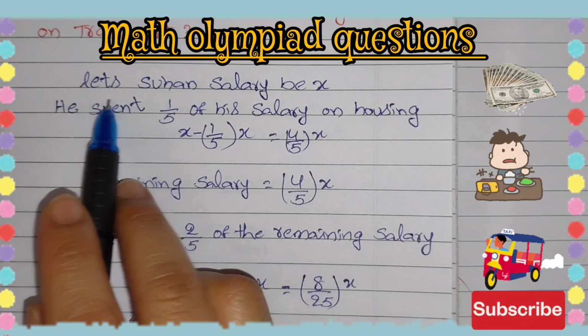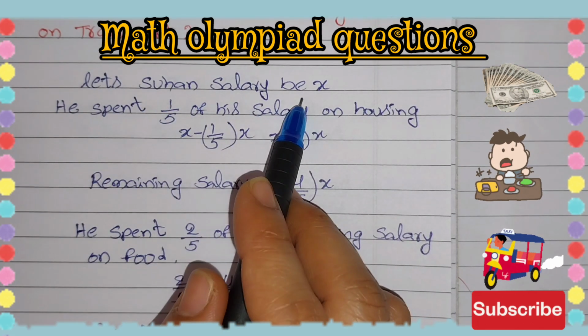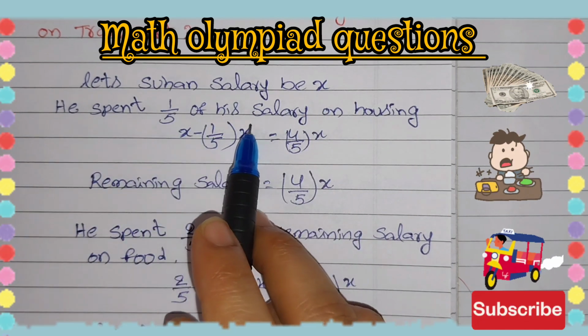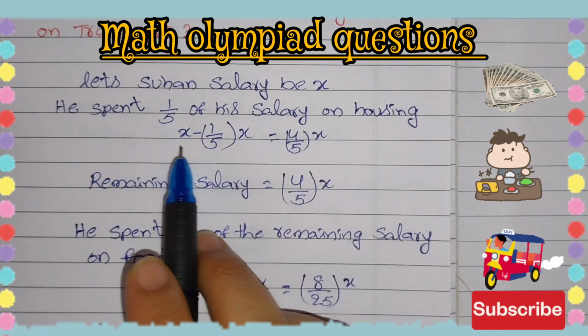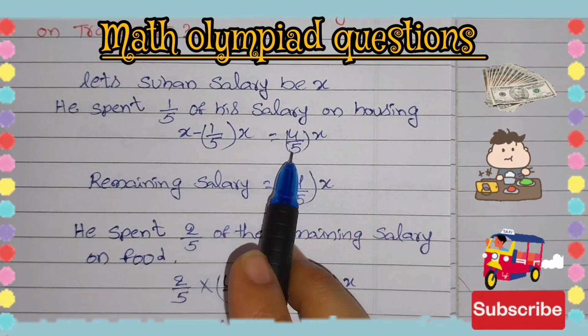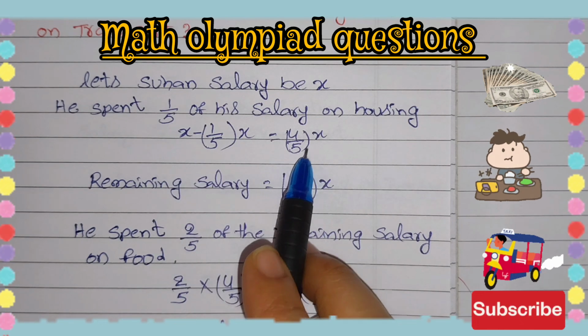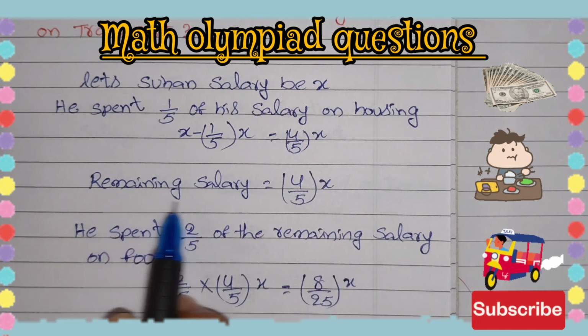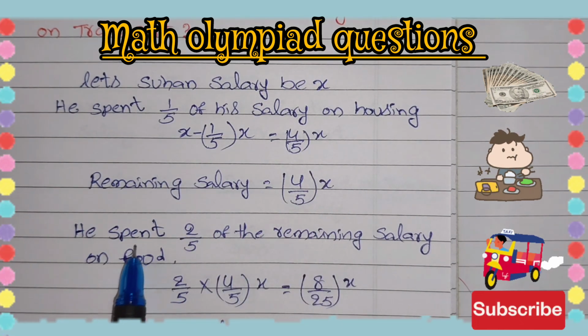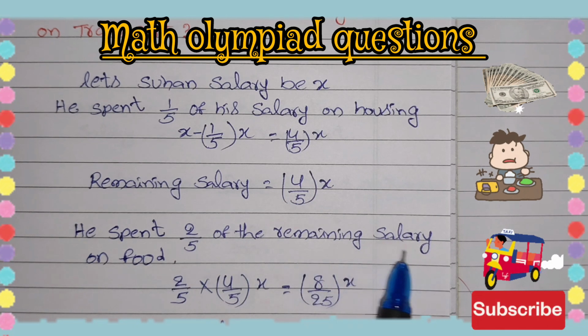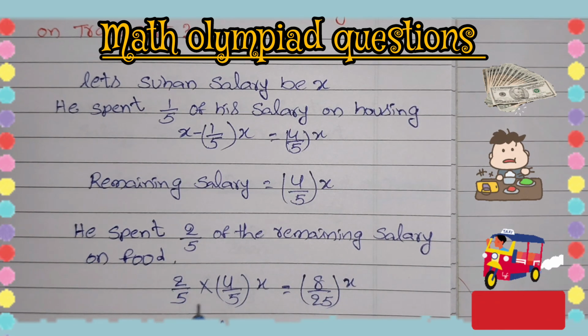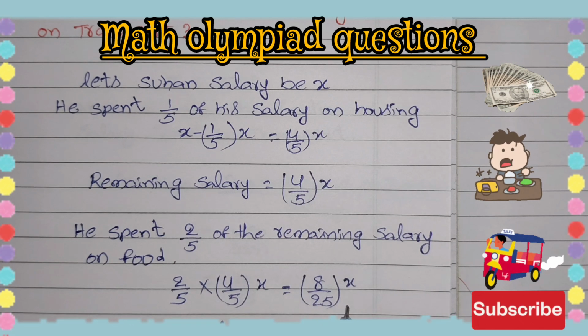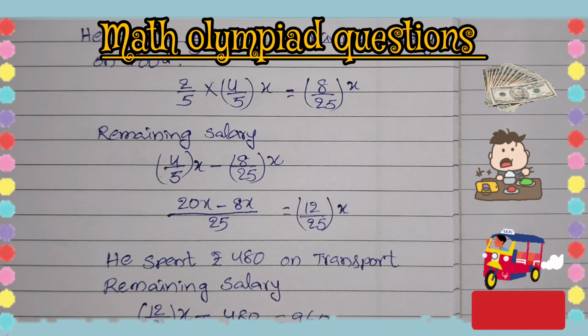Let Suhan's salary be X. He spent 1/5 of his salary on housing installment. X minus 1/5 of X equals 4/5 of X. Remaining salary equals 4/5 of X. He spent 2/5 of the remaining salary on food. 2/5 multiplied by 4/5 of X equals 8/25 of X.